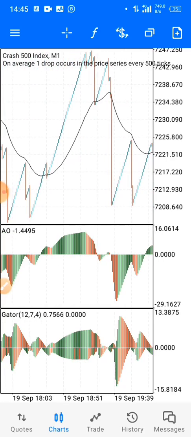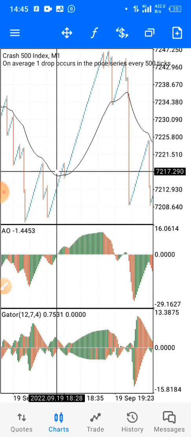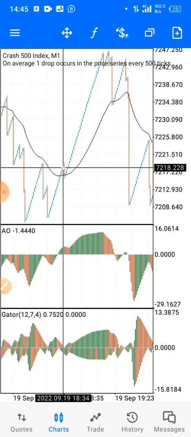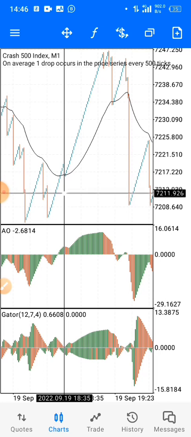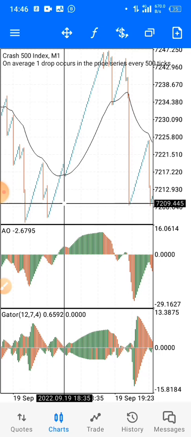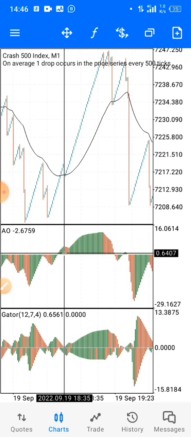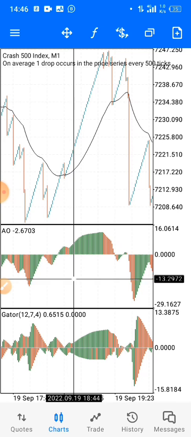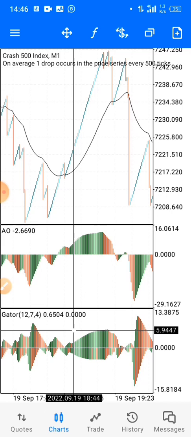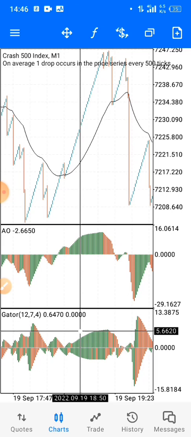So right here, the candlesticks are above the level 0. It spikes, right? It doesn't pierce through the black moving average. So wait for the Awesome Oscillator to turn green, right here. Now we're waiting for the Gator Oscillator to turn green, and it turns green right there. You target 5 candlesticks, and you are out, right?